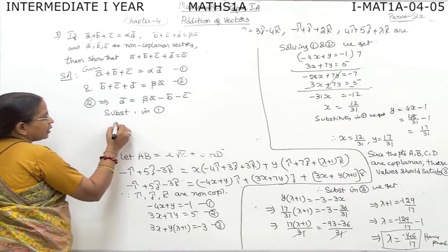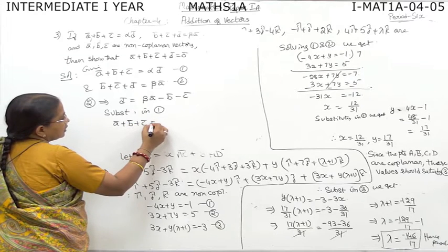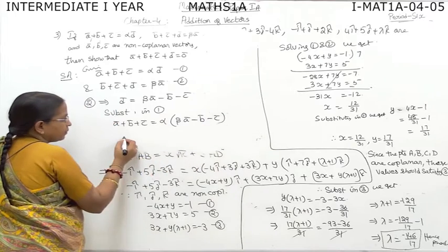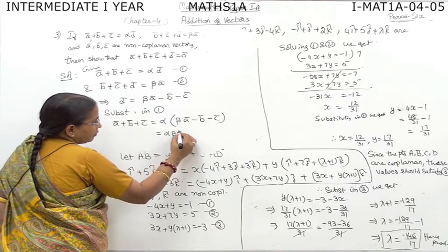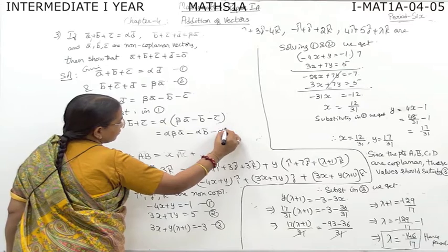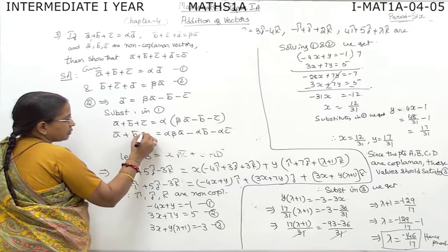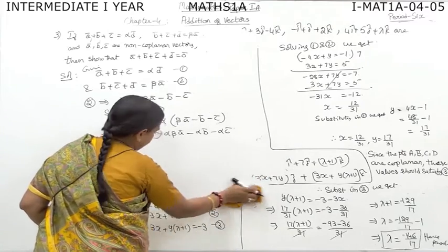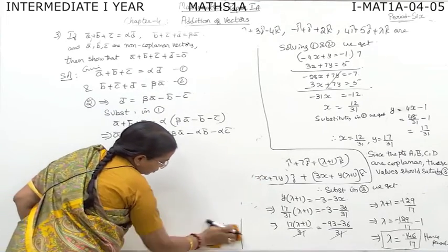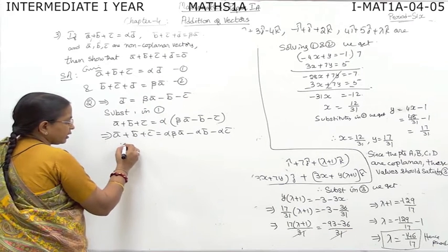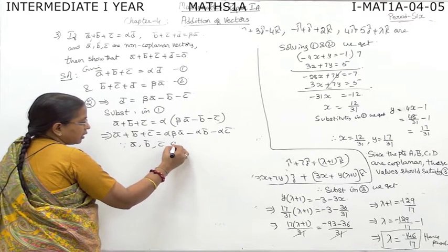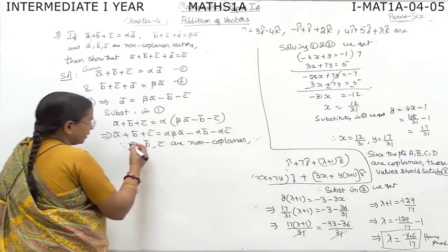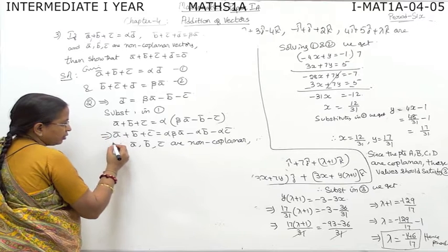So you will get A plus B plus C is equal to alpha into beta A minus B minus C. So that means alpha beta A minus alpha B minus alpha C. So you are getting A plus B plus C is equal to like this. Now you are given that A, B, C are non-coplanar, so you can equate the coefficients of like vectors. Since A, B, C are non-coplanar, equate the coefficients. A coefficient is 1.